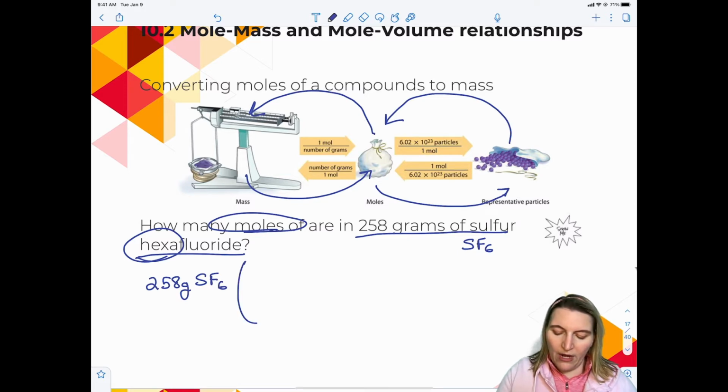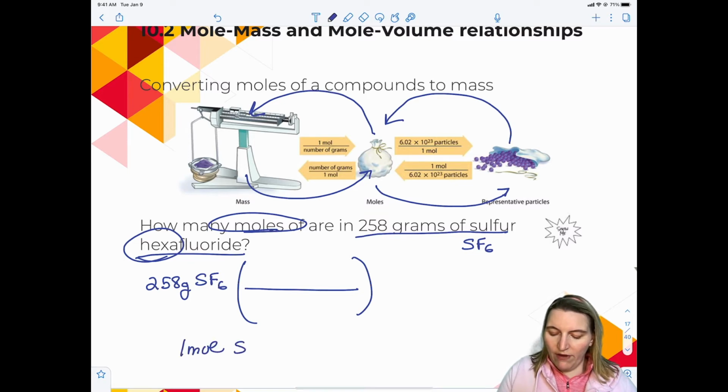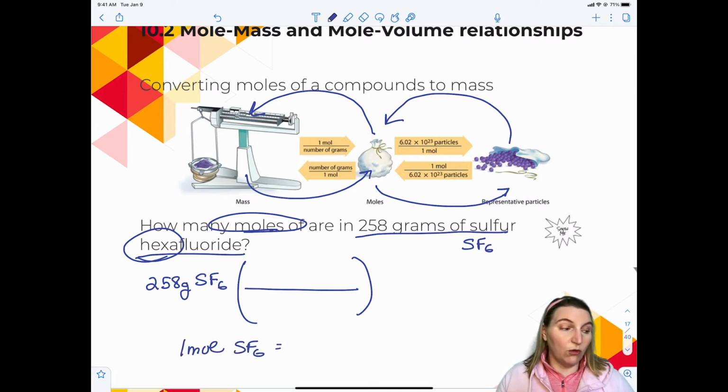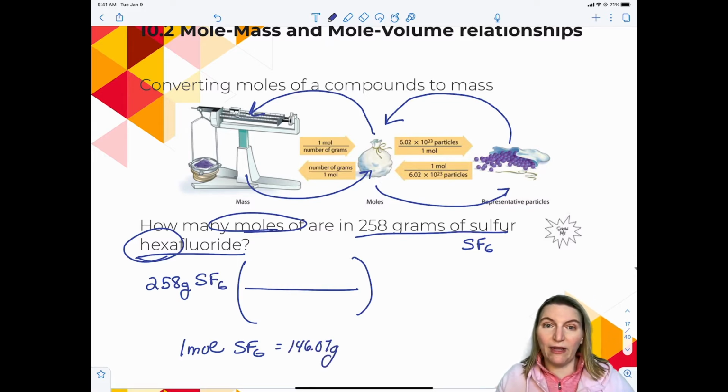And if we are going from grams, so we have to write 258 grams of SF6 out front. And now I do a conversion. I know that 1 mole of SF6 equals the molar mass of SF6. So in my calculator, I'm doing 1 times the molar mass of sulfur, 32.07, plus 6 times the molar mass of fluorine, which is 19. And the answer to that is 146.07. And you don't need to write this down, but I like to write this down so you can see where I'm getting these numbers from.